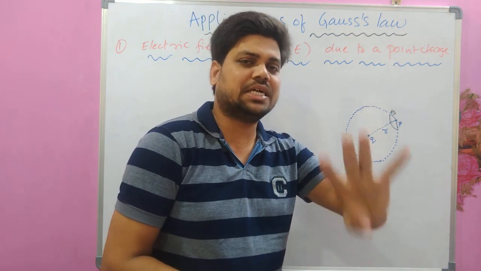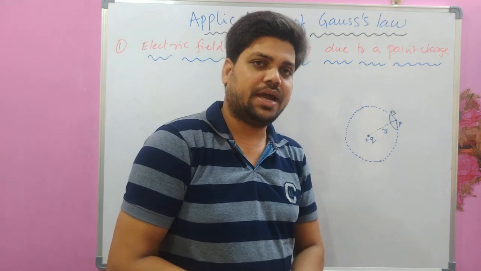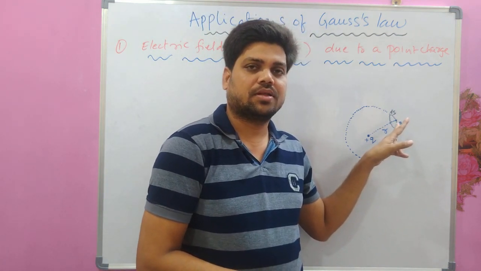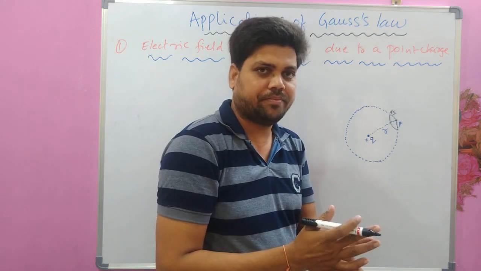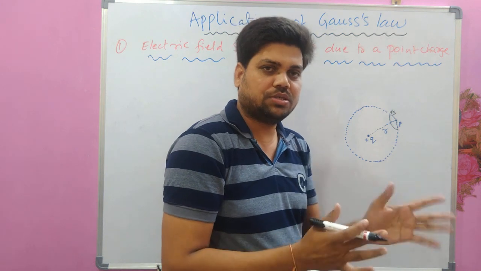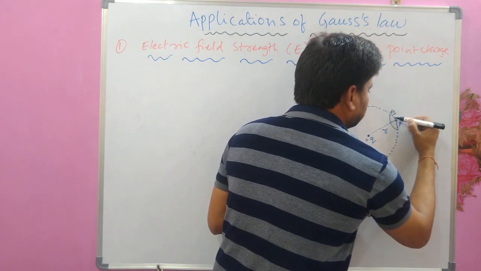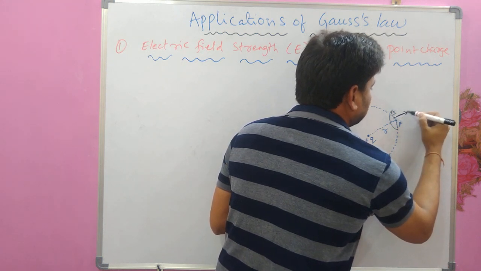What is the fourth step? Draw the directions of electric field and area element at that point P. Right? So this is a closed surface in a spherical shape, and the small area element ds direction would be the outward normal, that is this.